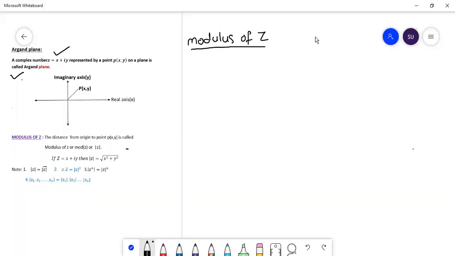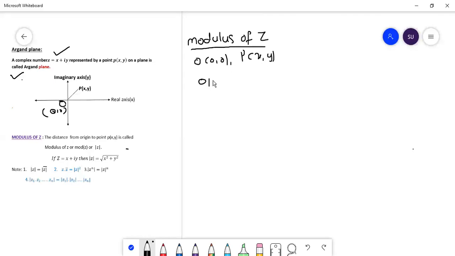So the distance from the origin to a point P. Suppose this is the origin, and the point P is (x, y). The distance from the origin to the complex number P is called the modulus of z. This is always a positive value. That's why, the origin is (0, 0) and P is (x, y).